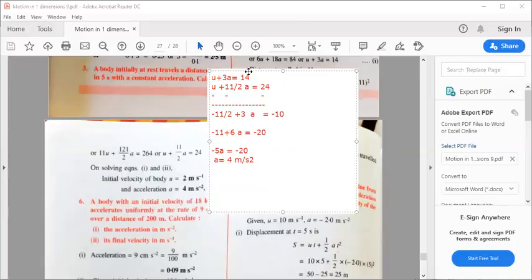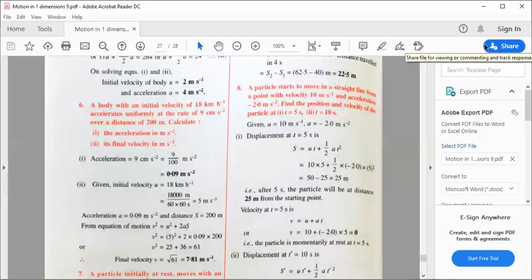Now how do you get u? Just apply or substitute a in any one of the formulas. So u plus 3a, in place of a I'll be writing 4, so 3 times 4 is 12, equal to 14. So the answer will be 2u is equal to 14 minus 12. Yes, that is 2 meter per second.